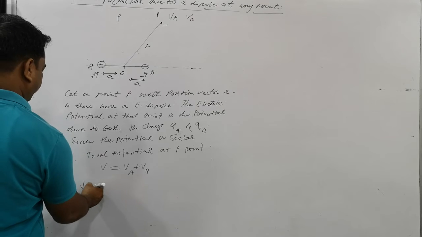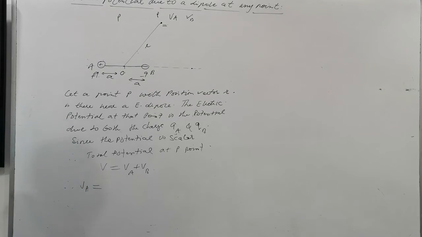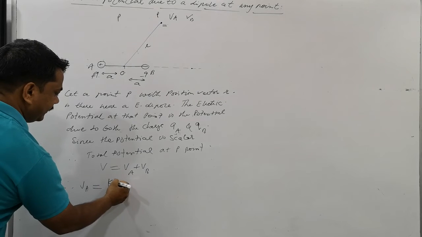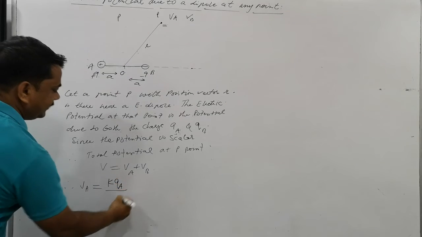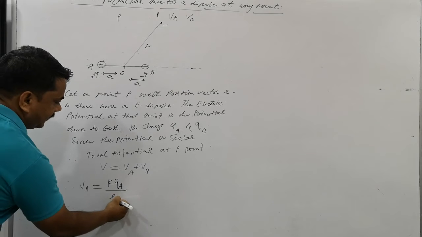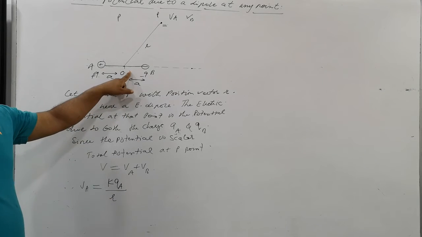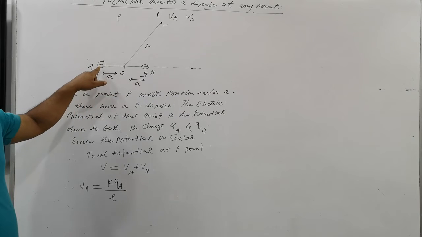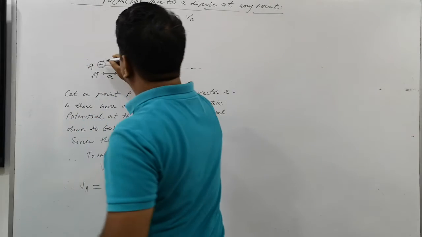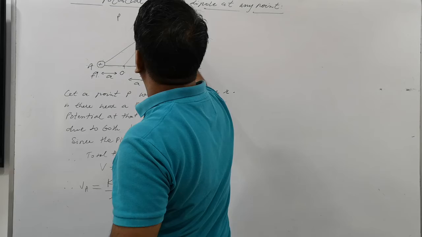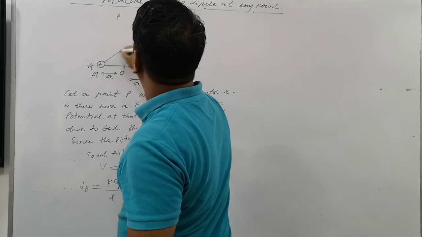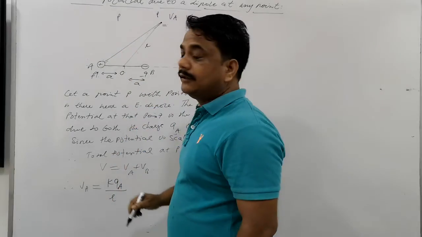Therefore, V of A. What is V of A? Tell me the formula of potential. K, and it's Q of A, is that clear or not, and divided by R. So what is the position vector? It's position vector with respect to O? No, it's a position with respect to A charge. So we'll join this. Let this be clear.